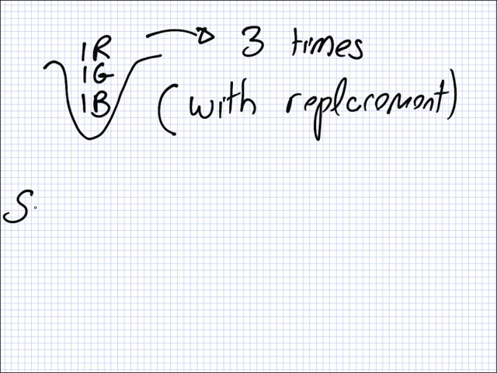First thing I want you to do is to write down the sample space. I'll give you the first one. You can start off with red, red, and red. Okay, off you go. See how quick you can do this.